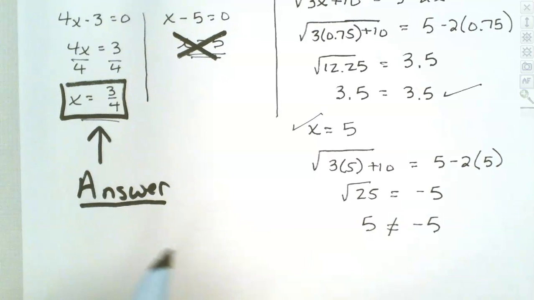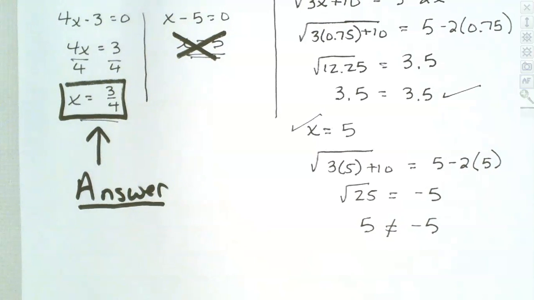Our only solution is 3/4. Do we kind of see how that one was done? And that's why I picked that one, because that was a more difficult one. So let's review what we did. We took our original problem that had a square root. We had to square both sides.